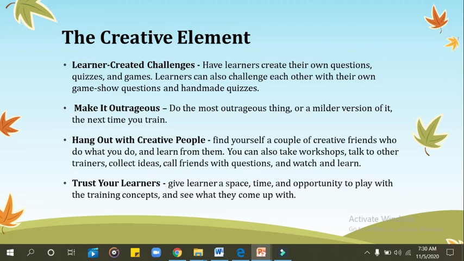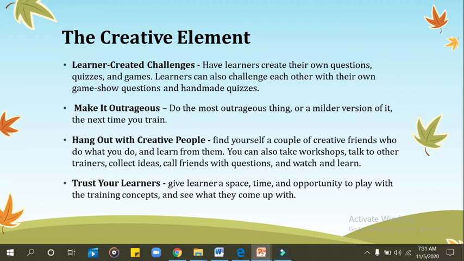Another is make it outrageous. So, what is the most outrageous thing I could do to get this point across and bring this point home? Or what is the most outrageous thing I could have my training participants do so that they remember this information forever? Then, do that thing or a milder version of it the next time you're training.